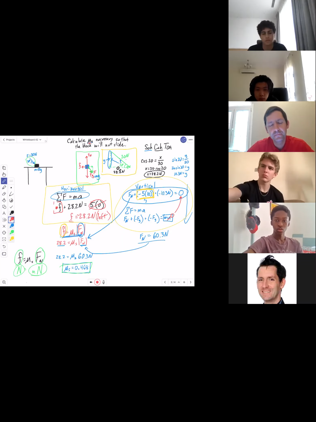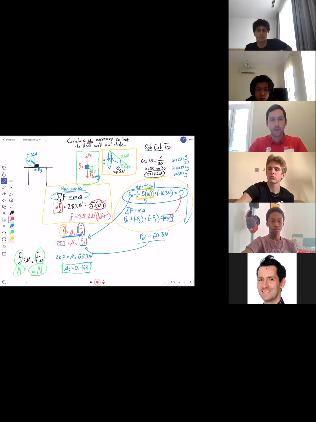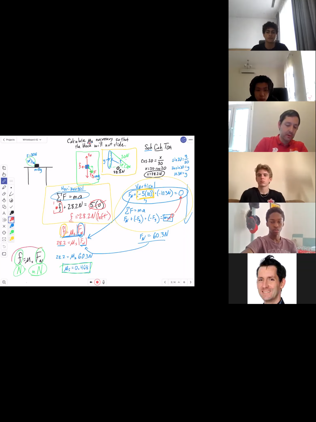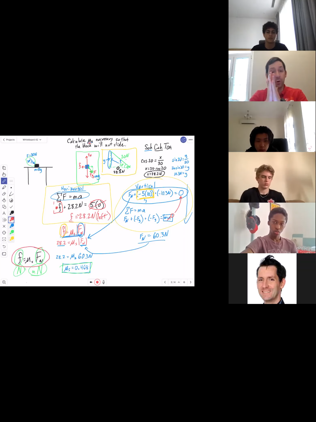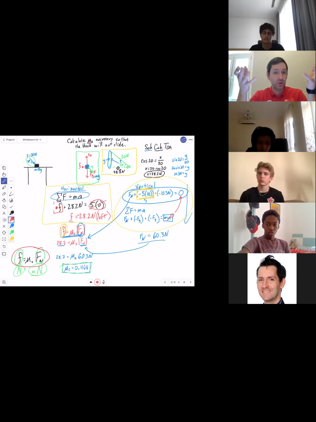I'm confused. What does the coefficient do? So 0.468, what does that mean? What if it was 1? What does it do if it was 1? Or what does 0.468 mean? I don't understand. Well, it's just the relationship between the normal force between the two surfaces, how hard those two surfaces are pushing together, and how much friction can be applied between those two surfaces.